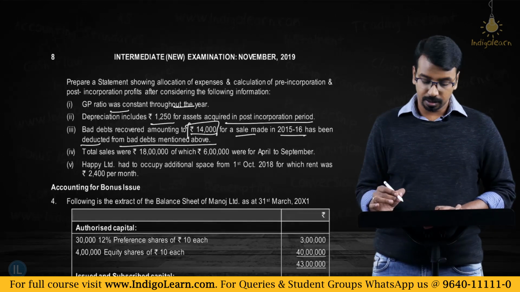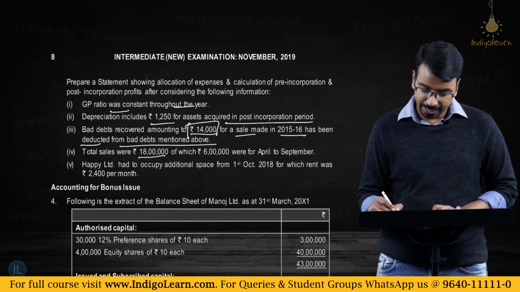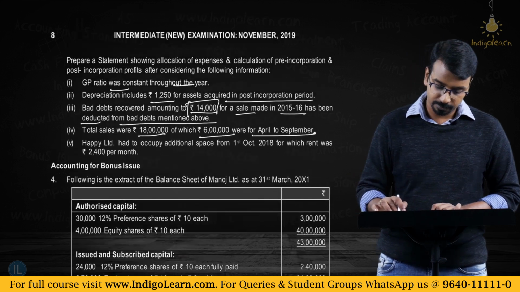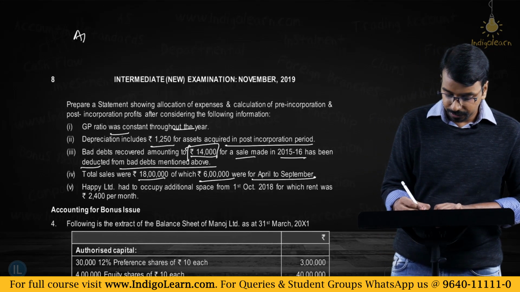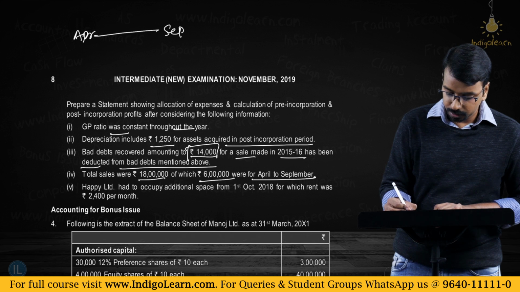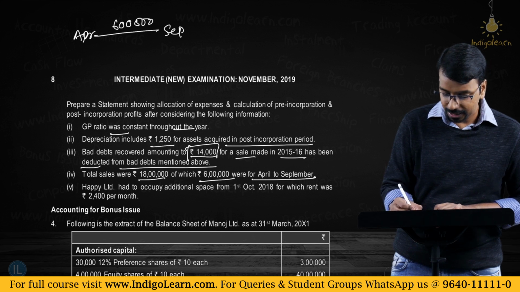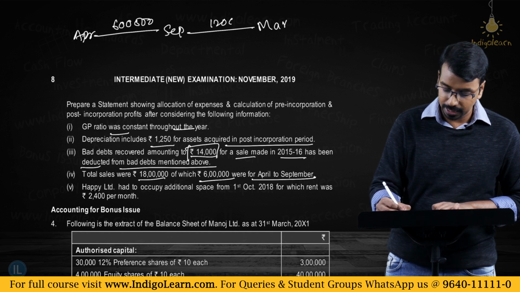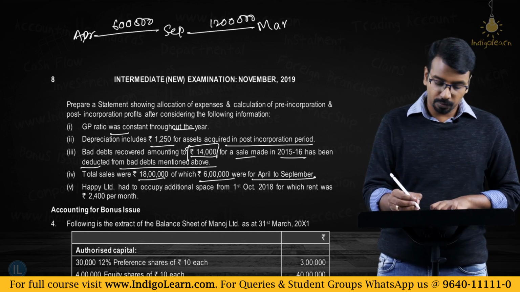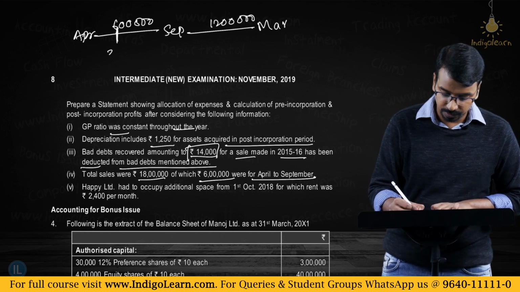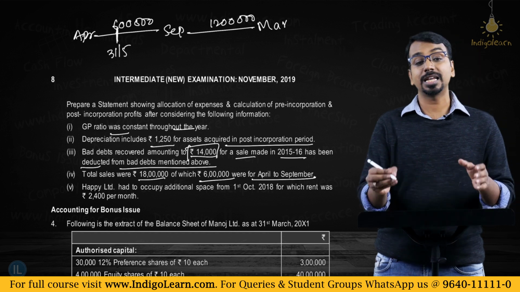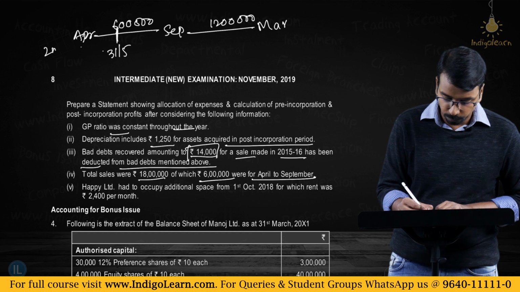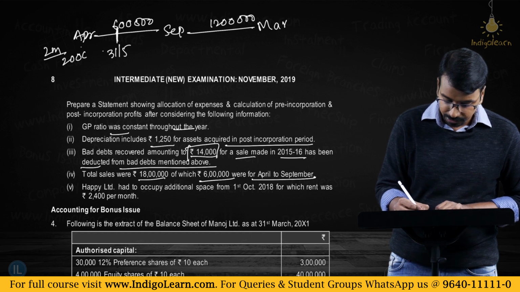right? Then total sales were 18 lakhs, out of which 6 lakhs were the period April to September. Now what does that mean? From April to September you made 6 lakhs worth of sale. From September to March you made the balance 12 lakhs worth of sale. Now when did the acquisition happen? After the end of May, that is 31st of May. So if 6 lakhs was made between April to September, how much was made between April and May? For 2 months the sale would have been 2 lakhs.